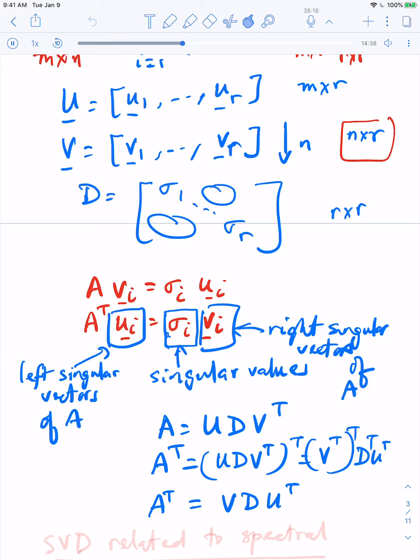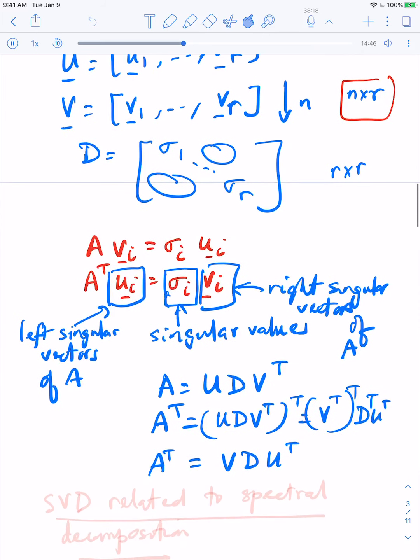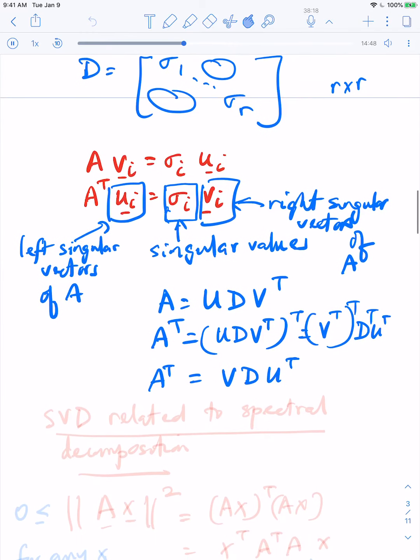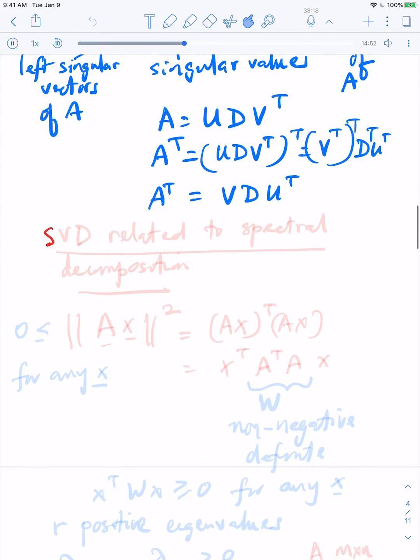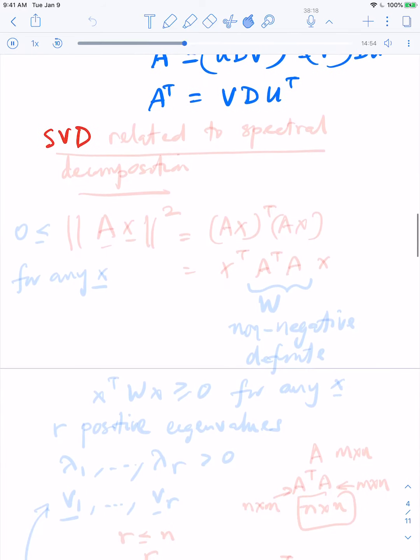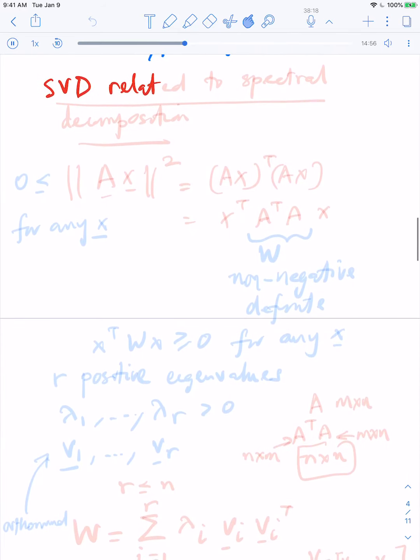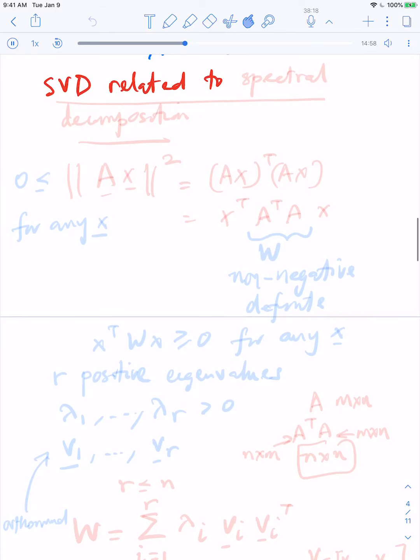But it looks suspiciously similar to the spectral decomposition of non-negative definite matrices that we've seen, and the reason is because they really come from that. So let me now derive the SVD. SVD derivation related to the spectral decomposition.